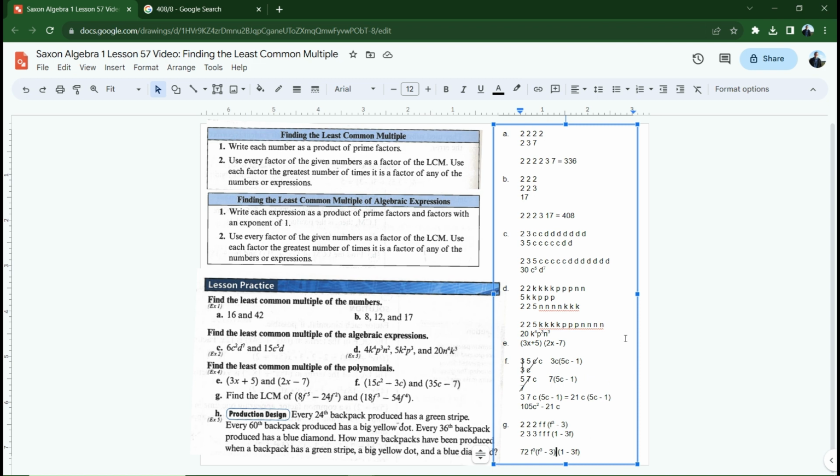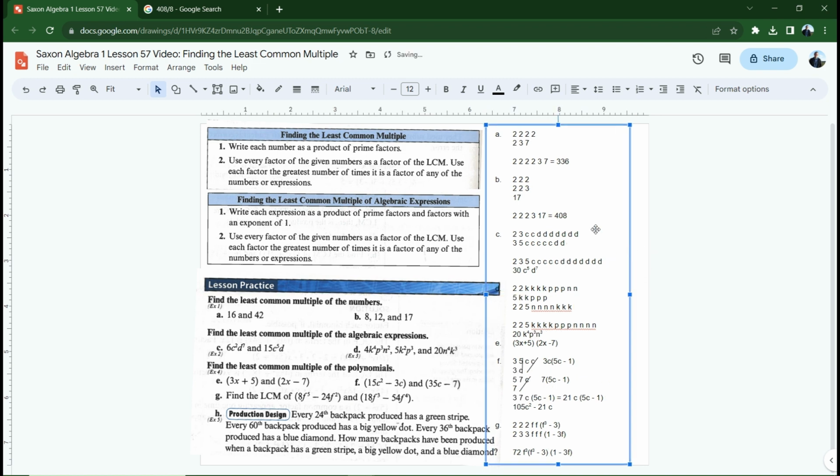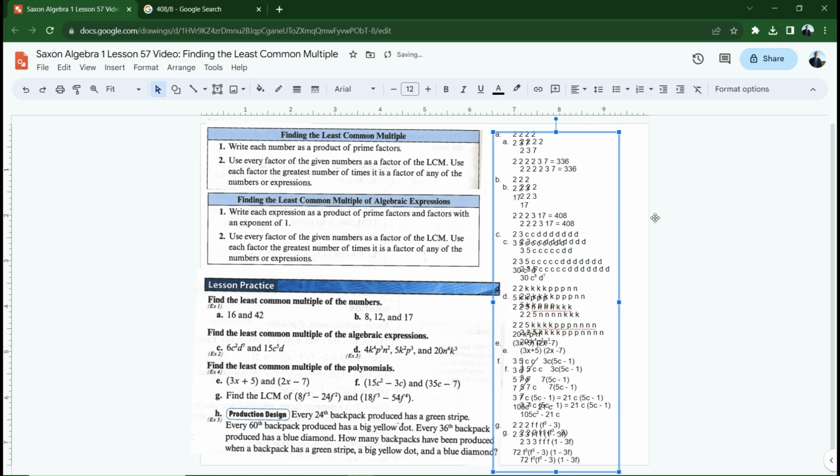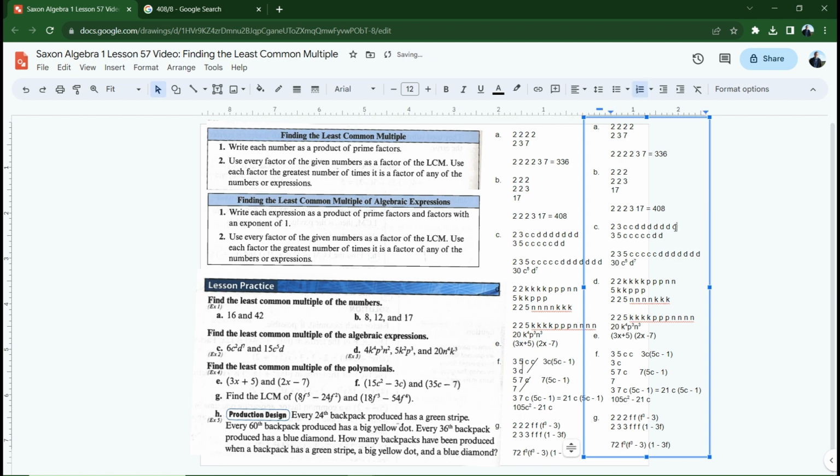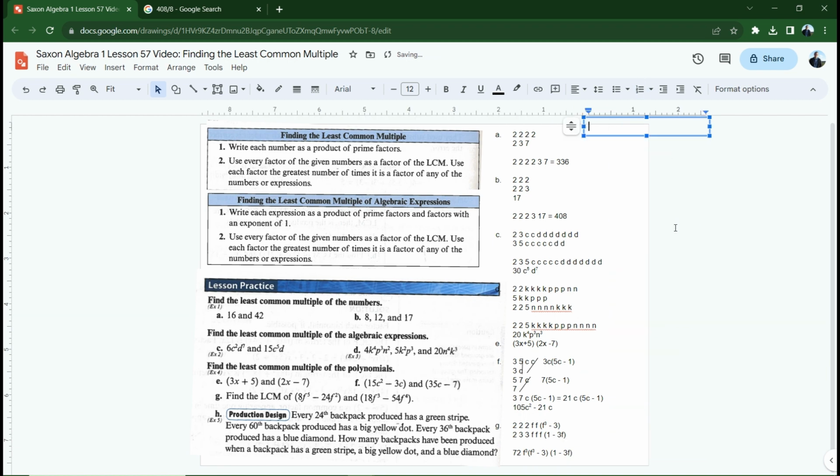Okay, letter H. Here we go. This is for all the marbles. This is the hardest problem in the assignment. Every 24th backpack produced has a green stripe. Every 60th backpack produced has a big yellow dot, and every 36th backpack produced has a blue diamond. How many backpacks have been produced when a backpack has a green stripe, a big yellow dot, and a blue diamond all together? In other words, what's the least common multiple of 24, 60, and 36?